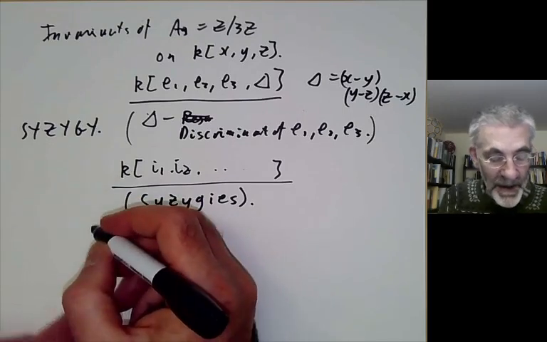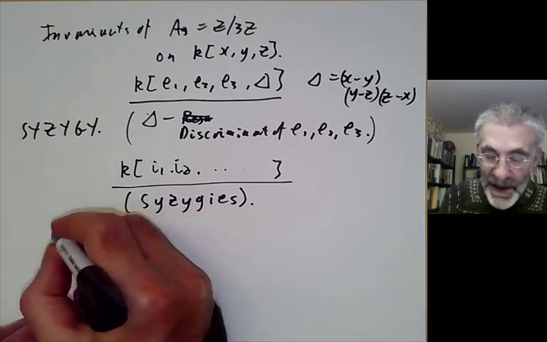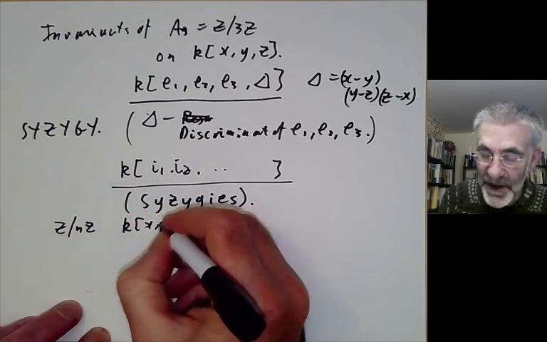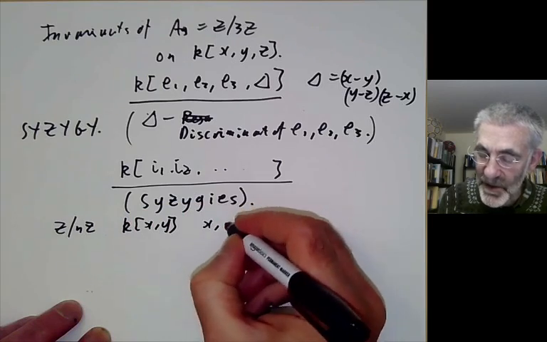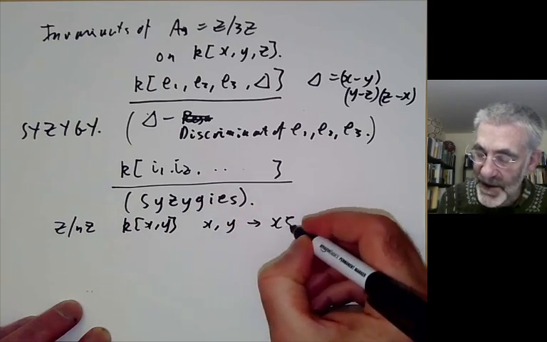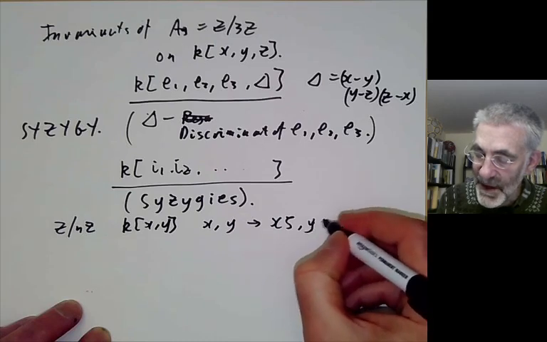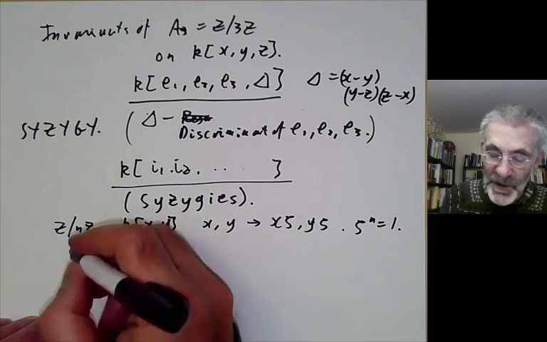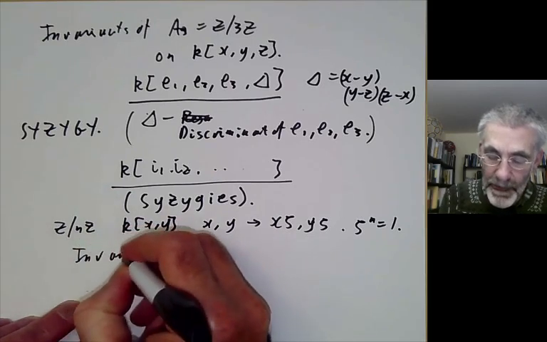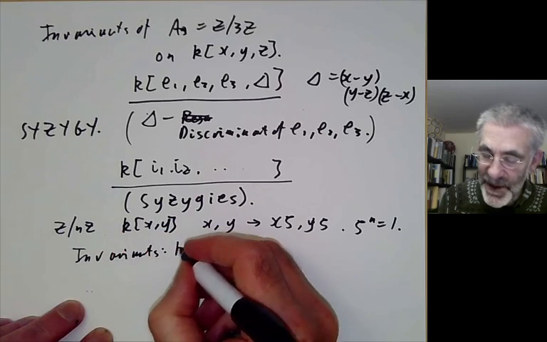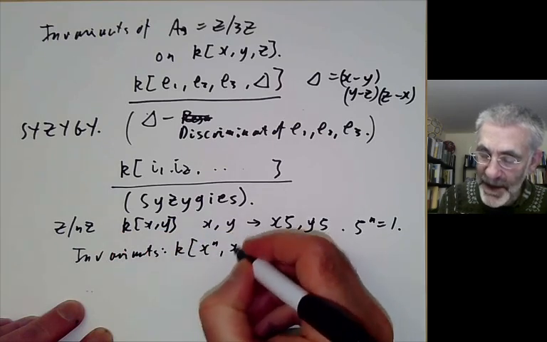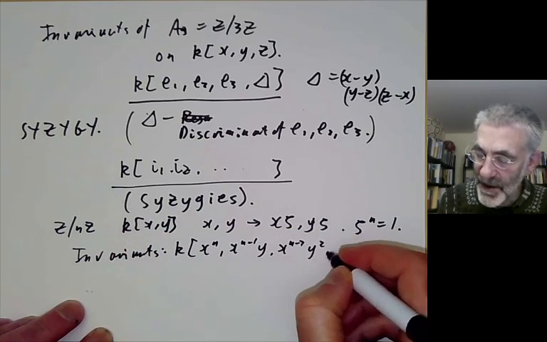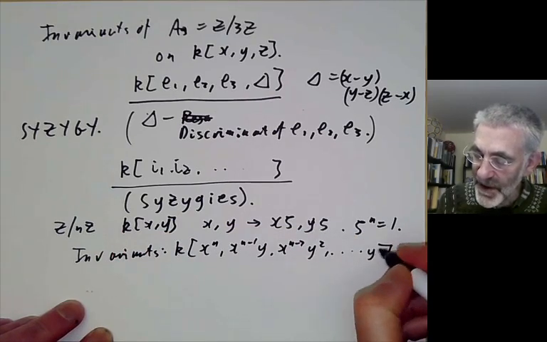Suppose you just take the group Z over nZ acting on the ring of polynomials in two variables by taking x and y to x times zeta and y times zeta, where zeta is a primitive nth root of 1. Then it's not too difficult to work out the ring of invariants. It's generated by x^(n-1)y, x^(n-2)y^2, and so on up to y^n.